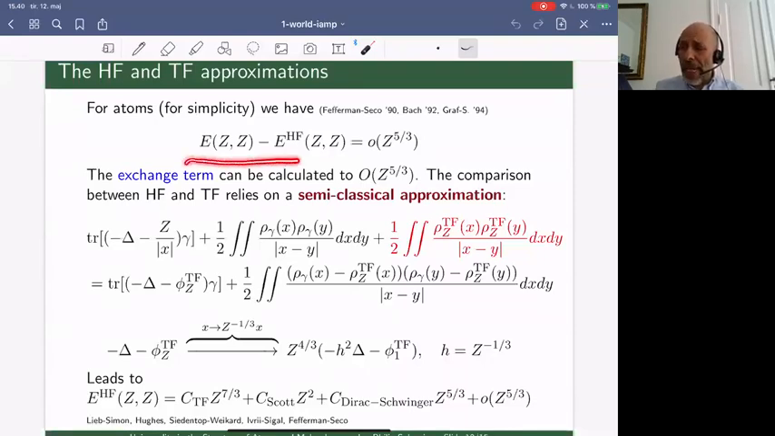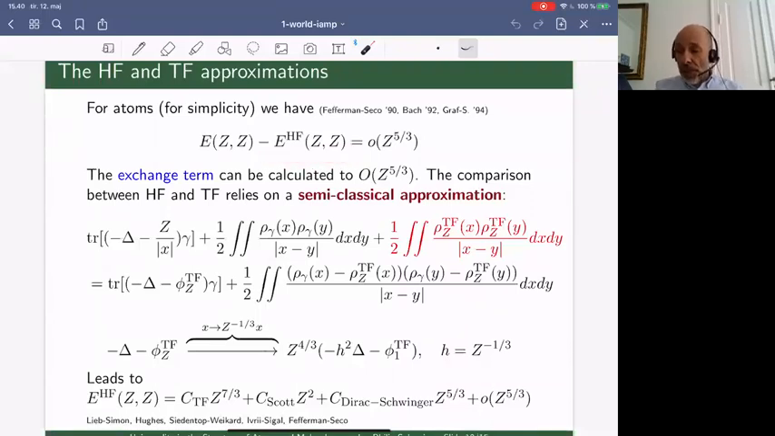So this is actually estimating correlations. The Hartree-Fock theory is the theory where the ground state is approximated by a Slater determinant. So the difference in energy between the full many-body problem and the Hartree-Fock problem is, if you want, an estimate on the correlations in the atom. Having done this, one would like to now understand how to compare Hartree-Fock theory with Thomas-Fermi theory.